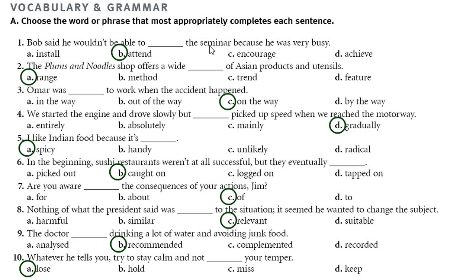2. Range of Asian products. Number 3. Omar was on the way. Number 4. Drove slowly but gradually picked up. Number 5. I like Indian food because it's spicy. Number 6. But they eventually caught on.